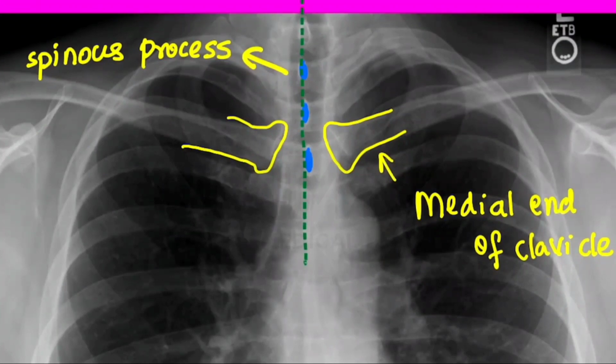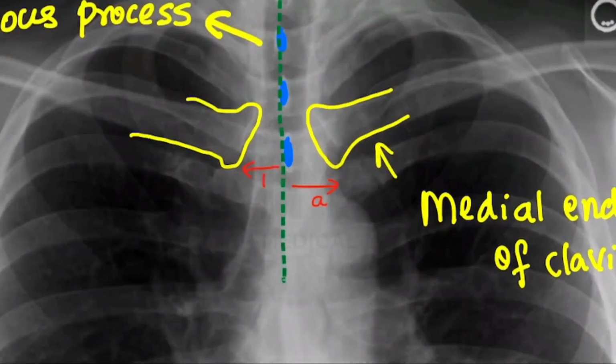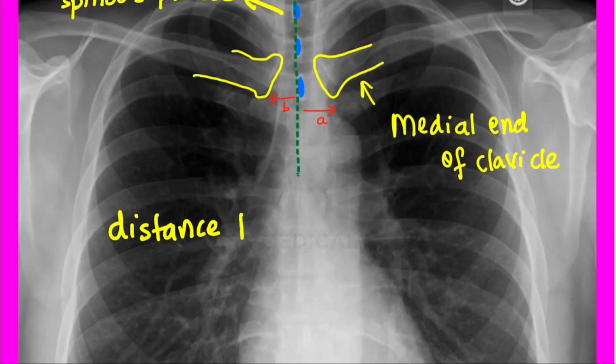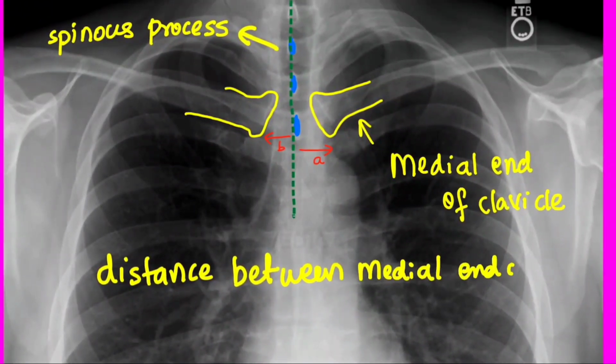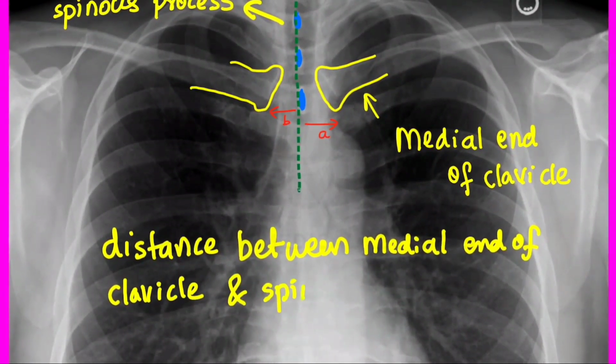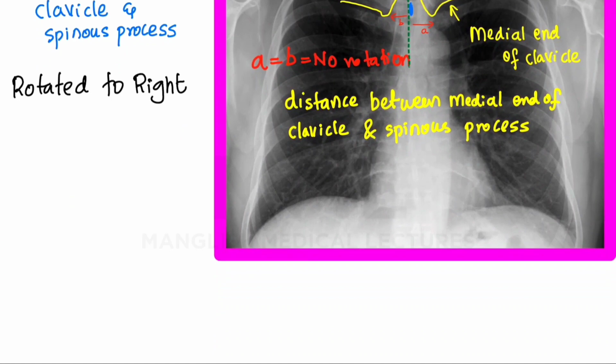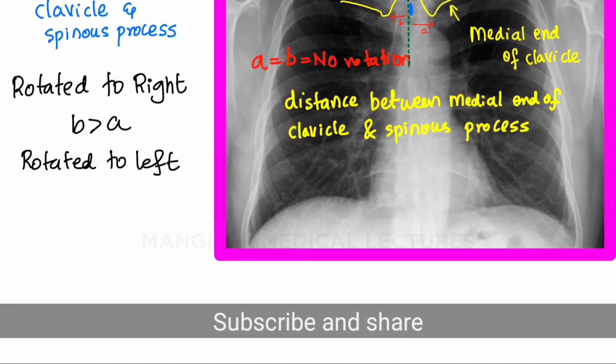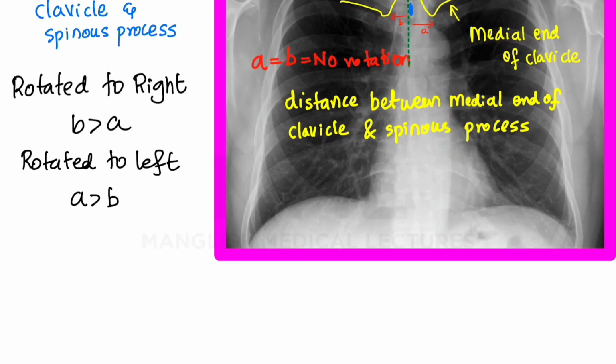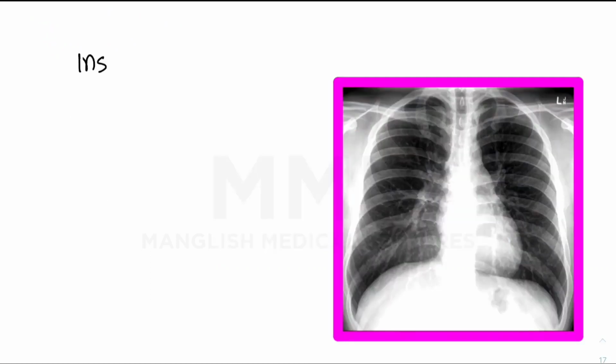Now you draw a midline through the spinous process and you have to measure the distance to the medial end of the clavicle. For example, A and B are the distances here, right? So if the distance between the medial end of the clavicle and the spinous process is the same, that is A equals B, then there is no rotation. If the rotation took place to the right, then B is greater than A, and if it is to the left, then A is greater than B. That's all about rotation. Now we come to inspiration.